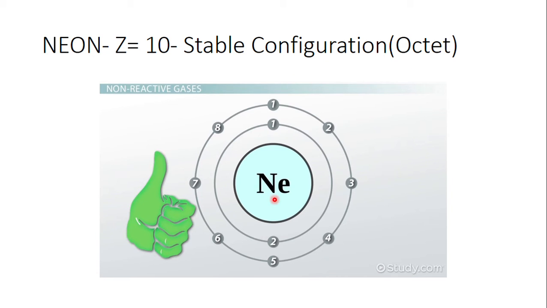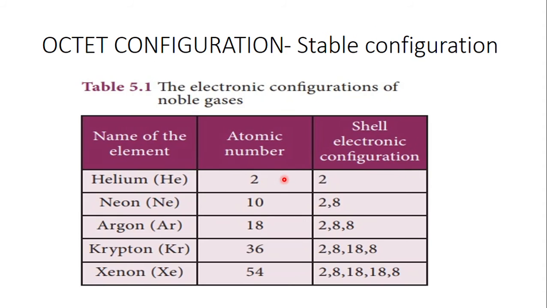So here we have neon, represented by the symbol Ne. The atomic number is 10. The first shell, the K shell, has 2 electrons and the second shell, the L shell, which is the outermost shell, has 8 electrons. So it is said to be stable. Not only helium and neon, we have a few more elements that are very stable, which have this octet configuration. They are neon, argon, krypton, xenon. If you observe the electronic configuration, the last shell is complete with 8 electrons, which means they all have a stable configuration or octet configuration.